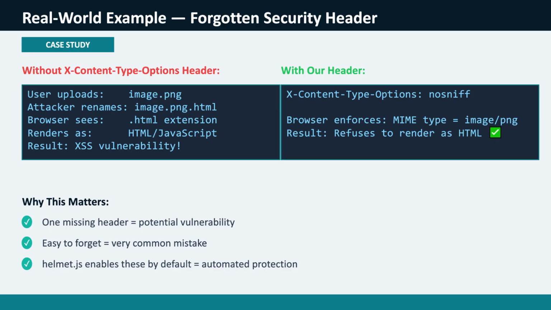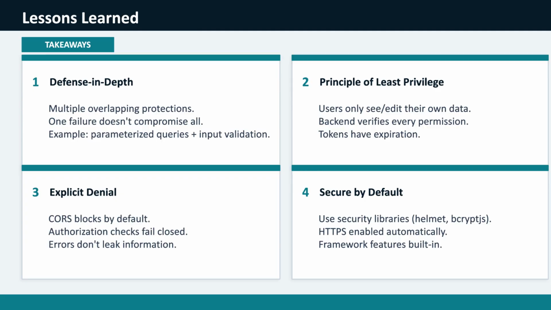This real example shows how small oversights create security gaps. Without this header, an attacker could upload a malicious file disguised as an image. Our consistent use of security headers prevents entire categories of attacks automatically. This is why using libraries like Helmet.js is so valuable. They apply defense best practices systematically.